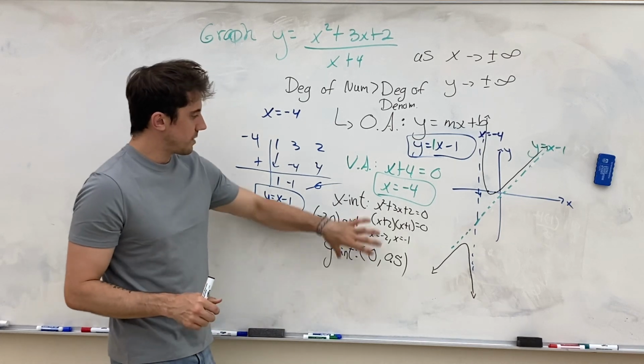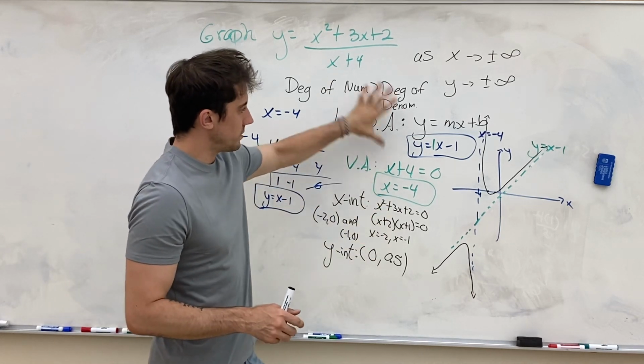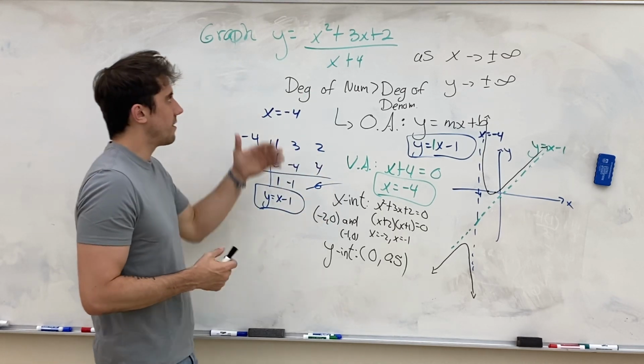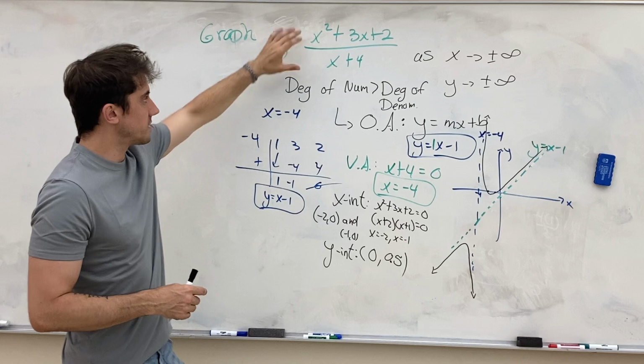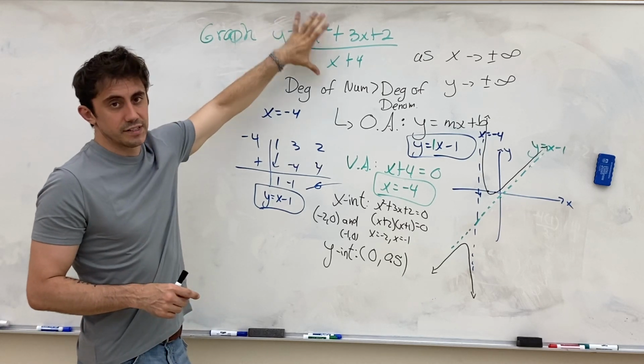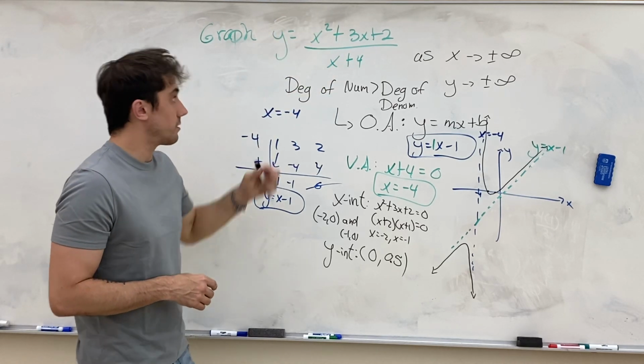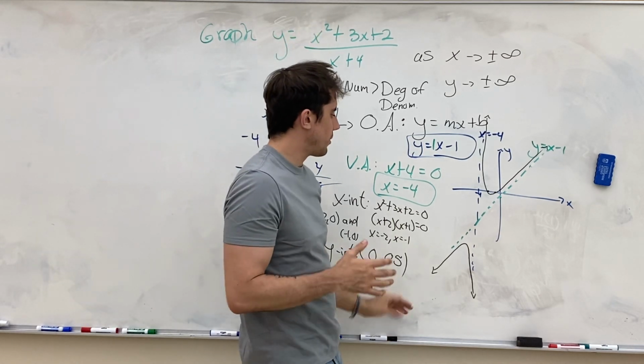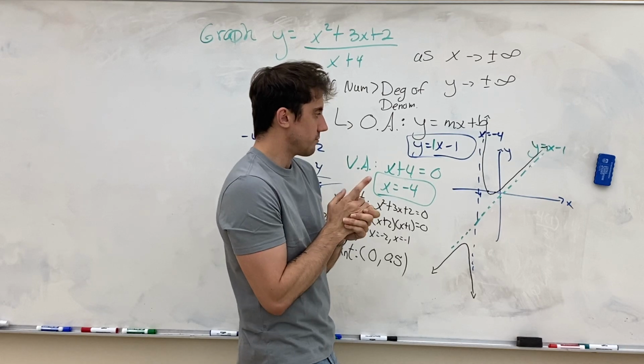So we get our y-intercept, x-intercepts, vertical asymptotes, oblique asymptotes. Sometimes we have horizontal asymptotes, if our numerator is not of higher degree than our denominator. But those are all different cases we can reason our way through.